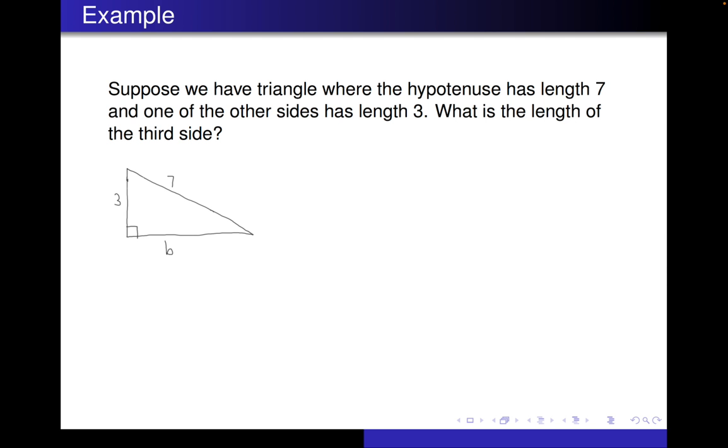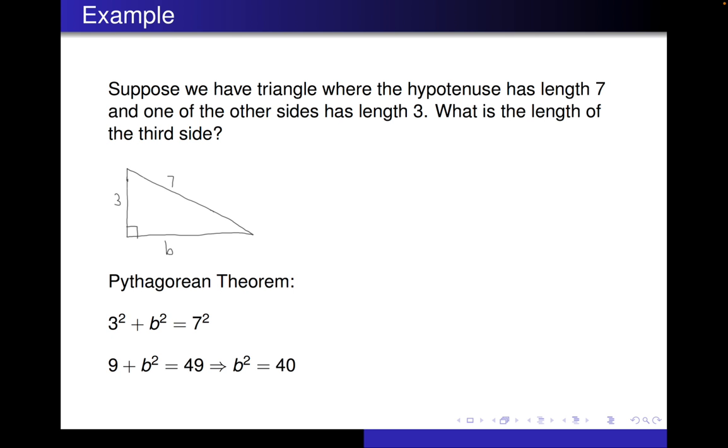Well, the nice thing is, the Pythagorean theorem gives us an equation that involves those three sides. If we take 3 squared, that's one of our non-hypotenuse sides, plus b squared, that's the other non-hypotenuse side, we add those together, we get the square of the hypotenuse. So 3 squared plus b squared equals 7 squared. Let me see, 3 squared is 9, 7 squared is 49. If we solve for b squared, we get b squared equals 40. And now all we have to do to figure out the length of b is to take the square root of both sides. And so we get b equals the square root of 40.